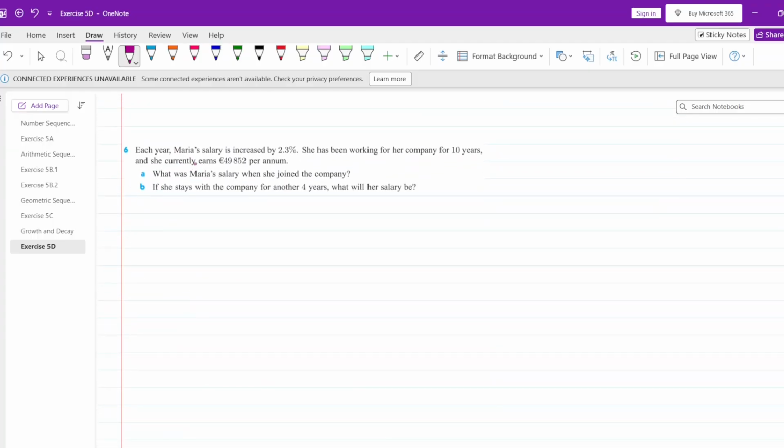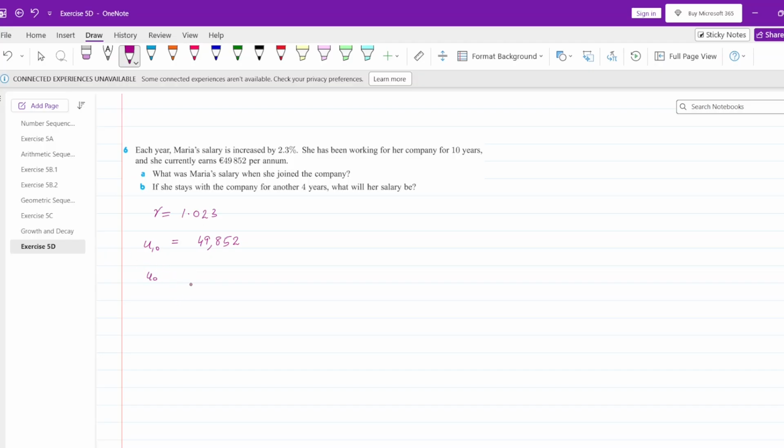Each year, Maria's salary is increased by 2.3%. Therefore, R equals 1.023. She has been working for her company for 10 years and she currently earns 49,852 euros per annum. So we can say U10 equals 49,852. What was Maria's salary when she joined the company? So we have to find U0.